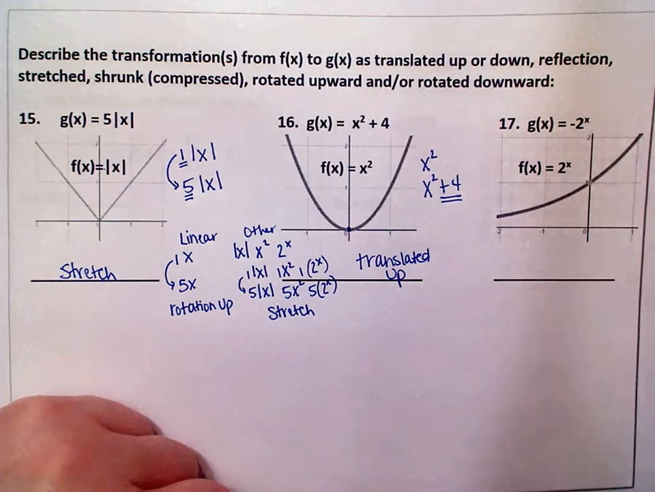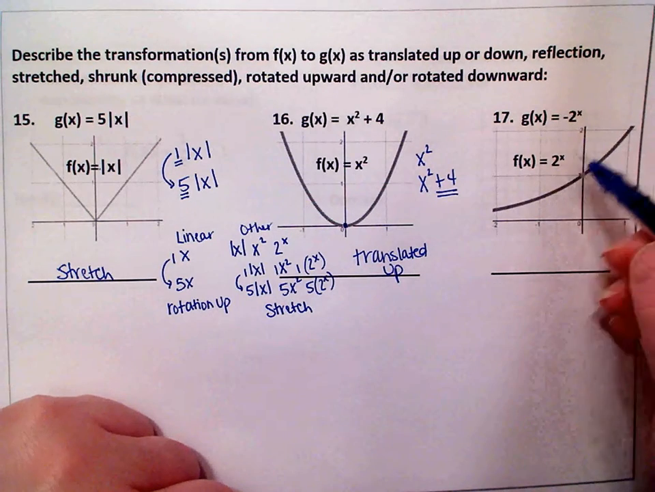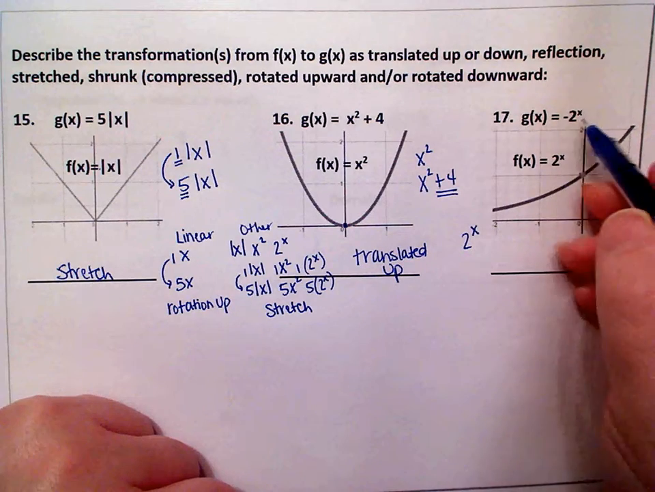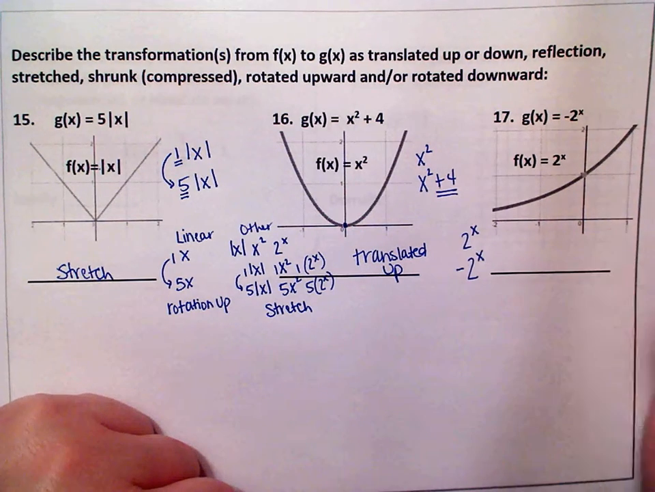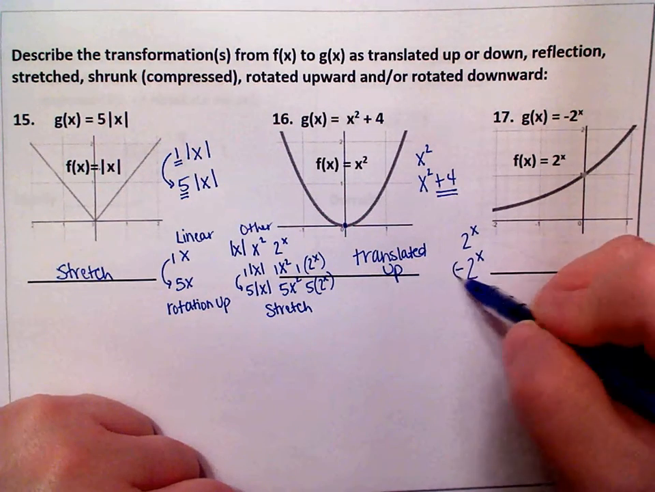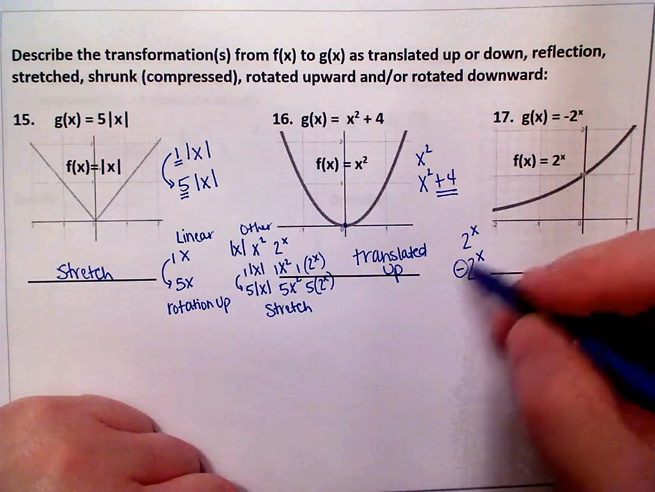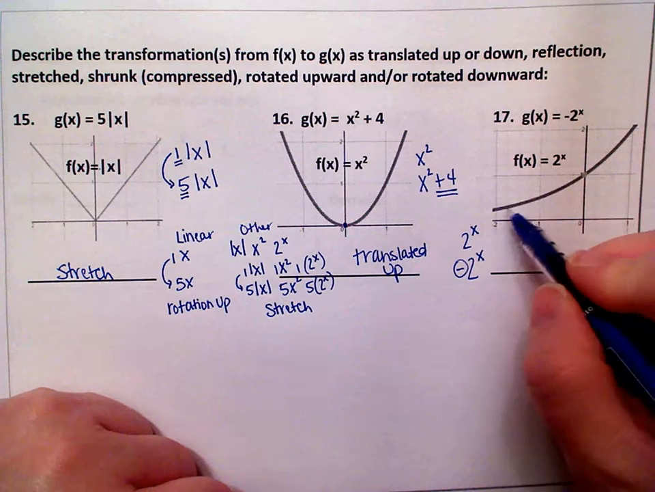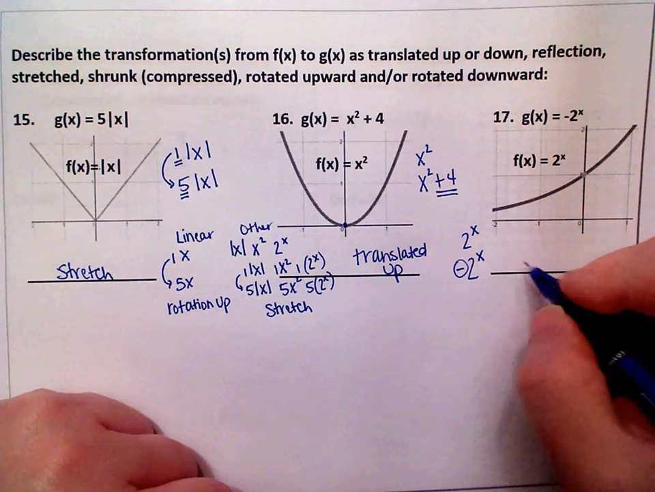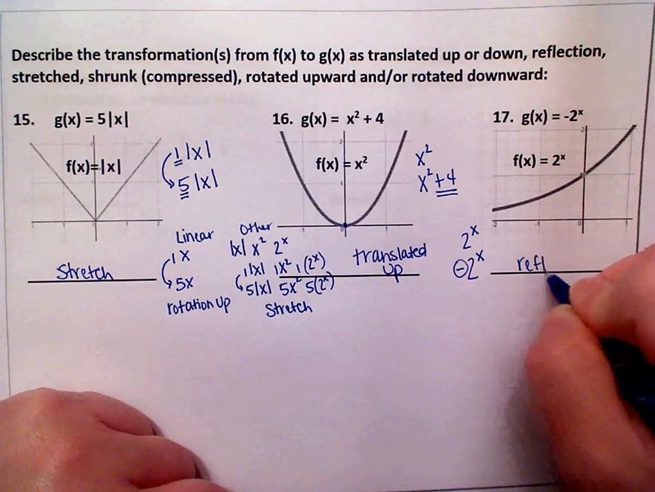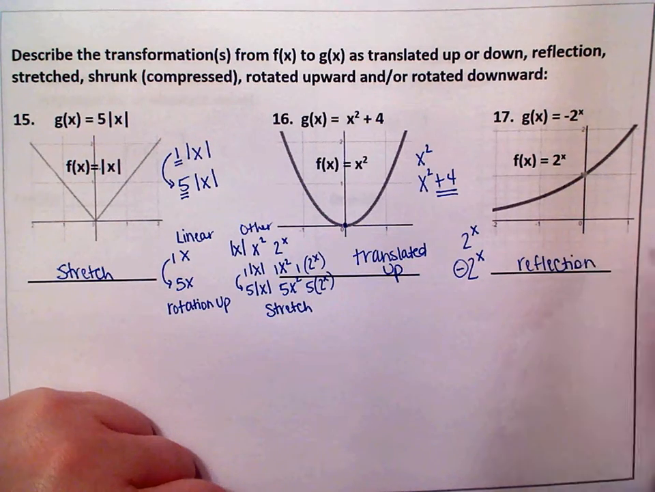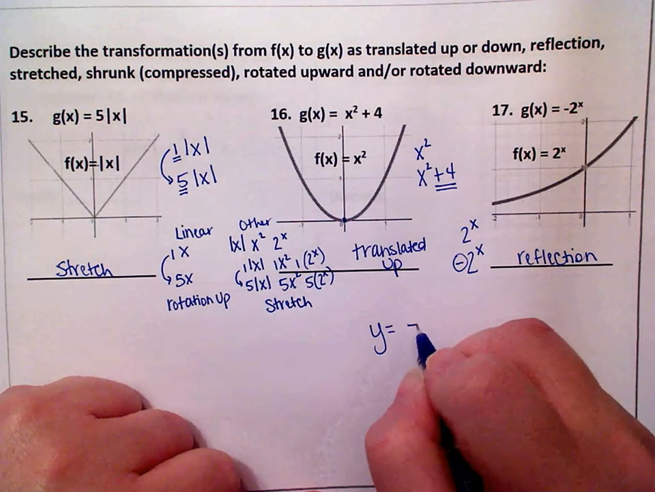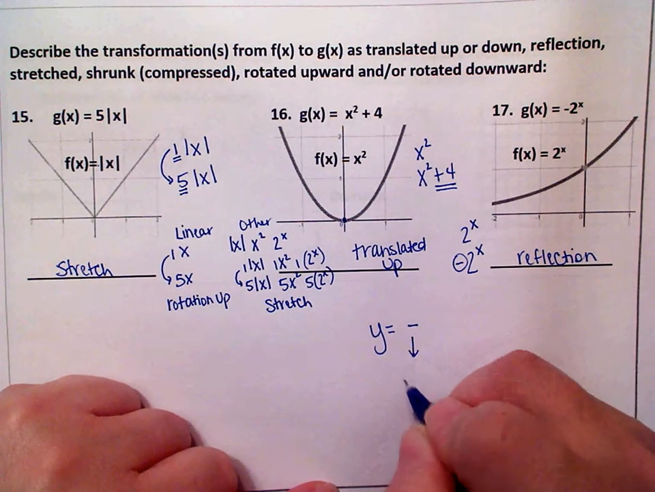And then on number 17, our original function is the exponential 2 to the x, and our new one is negative 2 to the x. So the only thing that changed is this negative sign in front. The negative sign in front means you had a reflection, and so instead of increasing, that one would be going downhill, which would be decreasing. So we call that a reflection. So remember, you have notes that show you that the negative in front of the function means a reflection.